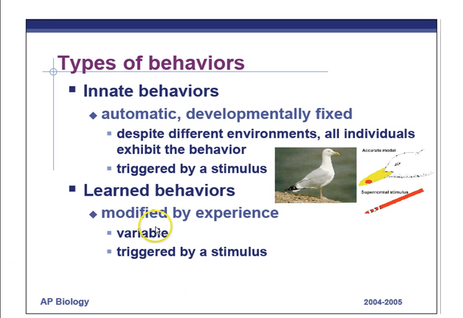Learned behaviors are modified by experience. So if you touch a fire, you're not going to touch it again, and a lot of animals learn also to avoid fire because it's hot, and they can learn from that experience. We talked about learned behaviors also for like birds and mammals, especially animals with a more developed brain. They can learn a lot better than an animal with a small brain, like an insect.